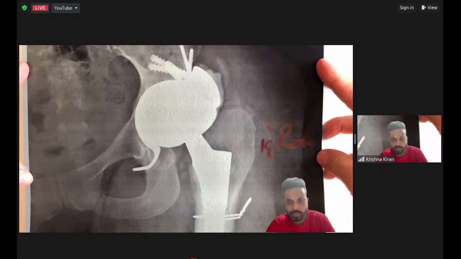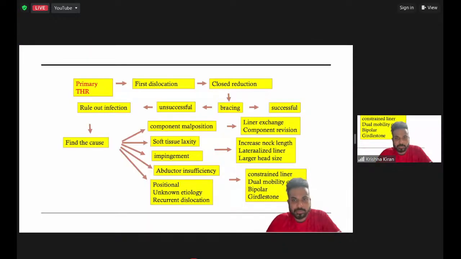But currently the hip is located and she's able to manage. So that is the case. And I just brought out this algorithm as a take home that if you have a primary THR and it's a first dislocation, you must do a closed reduction. And that was shown by Dr. Ajith. And then you do bracing and it is successful in 3 out of 4 cases, that is 75%.